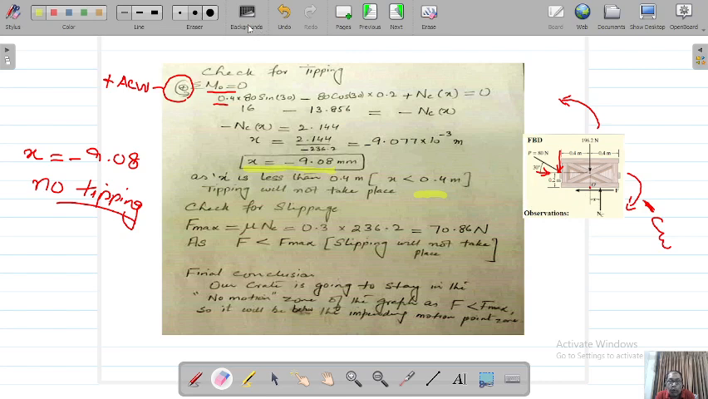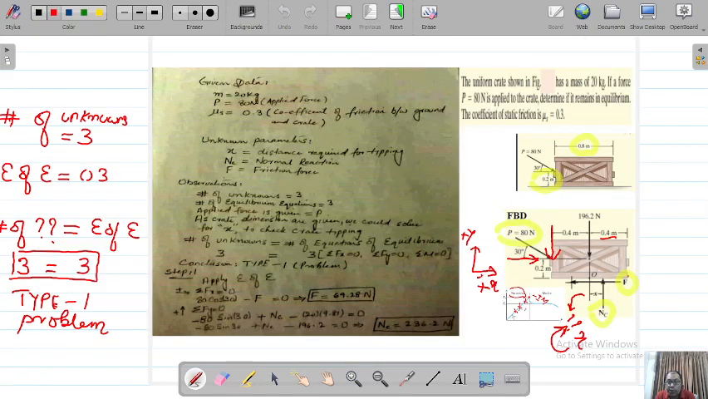So what we will do here is basically check for the slippage. So we will say that the friction that we have calculated was how much? 69.28 Newton. Okay, and this value is definitely somewhere below the impending motion point, somewhere below this point. You can see this, and you calculated this value from the equations of equilibrium.